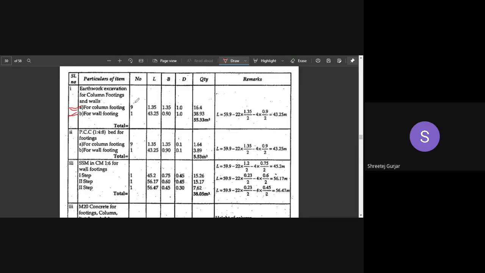You can see in your plan the number of columns are 9, and for center line we always use, for walls, we use it as 1. Okay, so coming to your length calculation of your columns, earthwork in excavation.